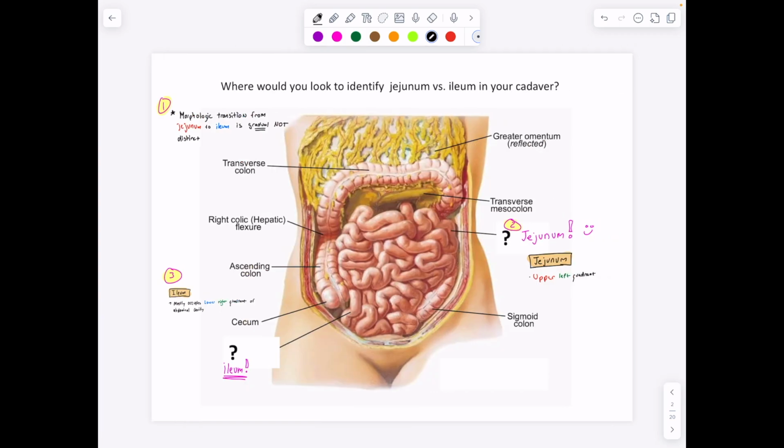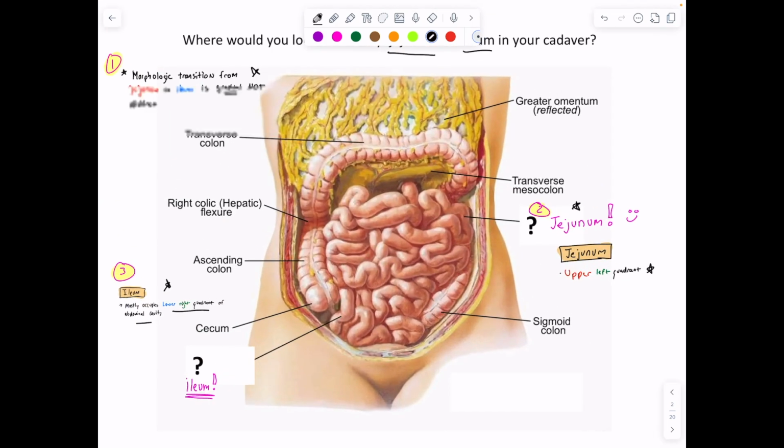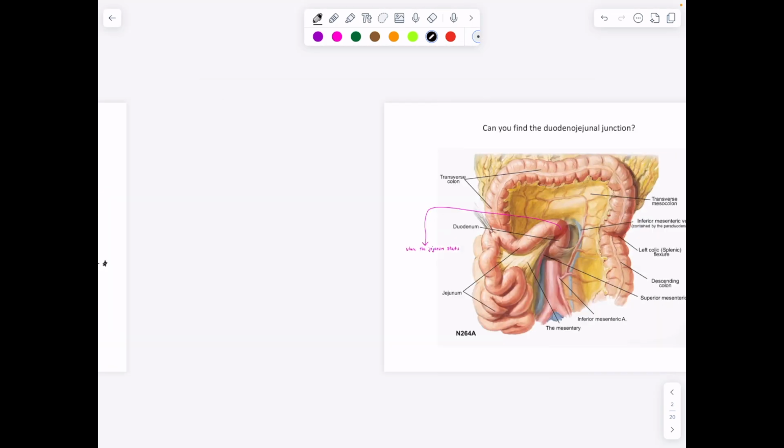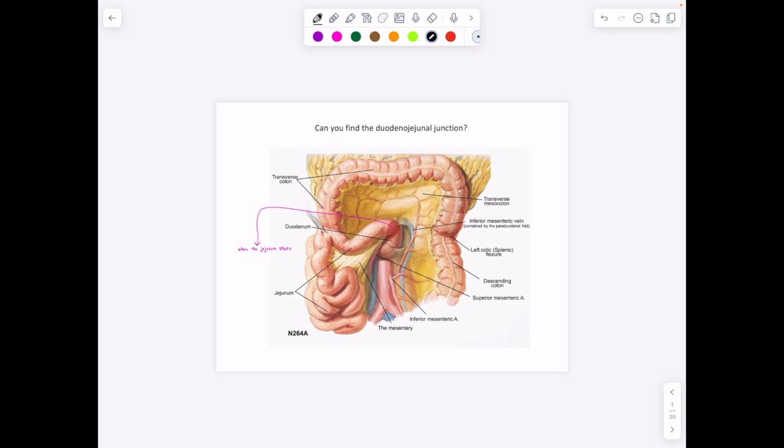It's decently long. So where would you look to identify jejunum versus ileum in your cadaver? Well, jejunum is in the upper left-hand quadrant. We can see right here. Unfortunately, the transition from jejunum to ileum is gradual, not distinct. However, we can point out two spots where we know 100% we have jejunum, and another spot where we know 100% we have ileum, which is the transition from duodenum to jejunum, and then from ileum to cecum. All right, but ileum is lower right quadrant of the abdominal cavity, and jejunum is upper left quadrant of the abdominal cavity.